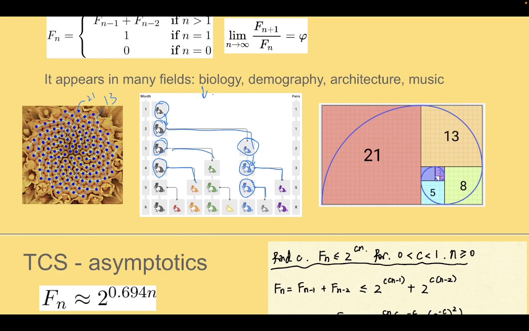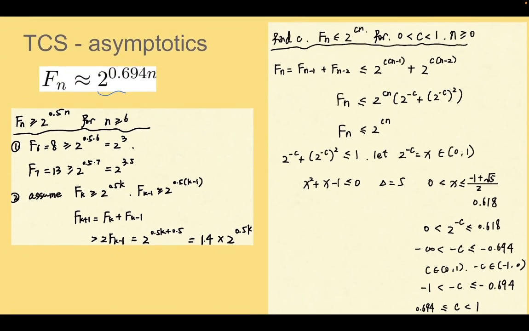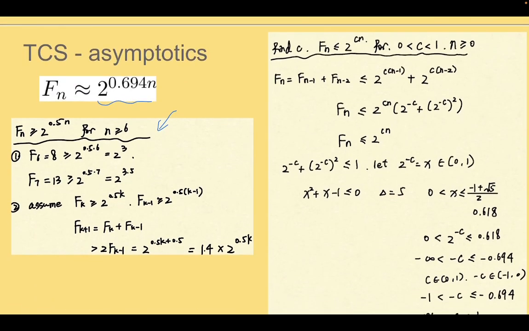Like here's 1, 1, 2, 3, 5, this is 5, this is 8, something like that. For this rectangle, you take a square out, and the next rectangle is a similar shape to the original one. Okay, so the Fibonacci sequence grows at exponential speed, so I give a proof. It's really easy, I think. Maybe you can read it here by yourself.